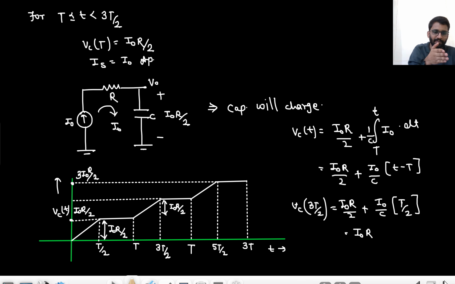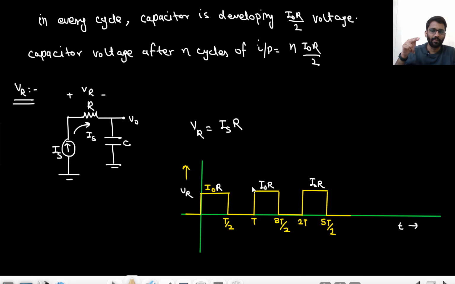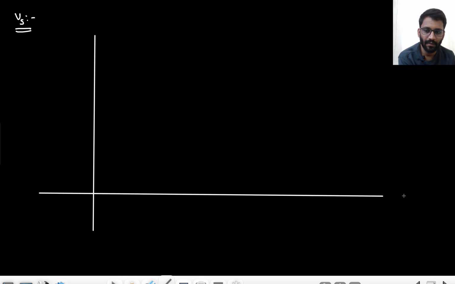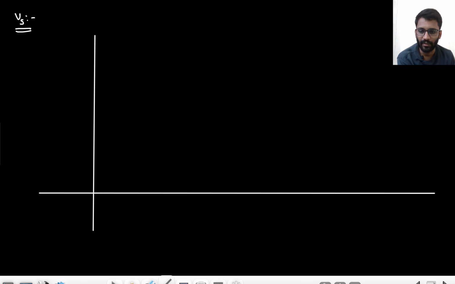Then what will happen? This waveform plus this waveform. Then you can draw the waveform. Okay. Are you getting my point? Shall I draw the waveform? Okay, I will draw the waveform on my own. What will be the VS waveform? How will your VS waveform look like?